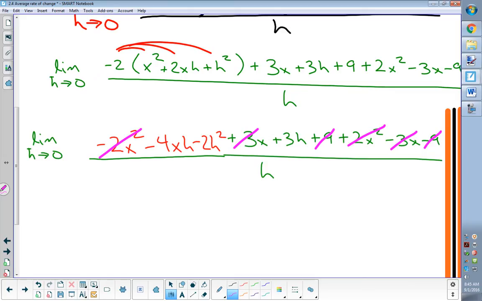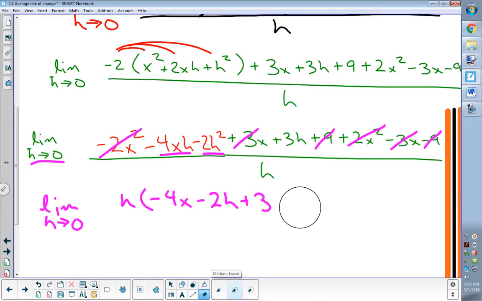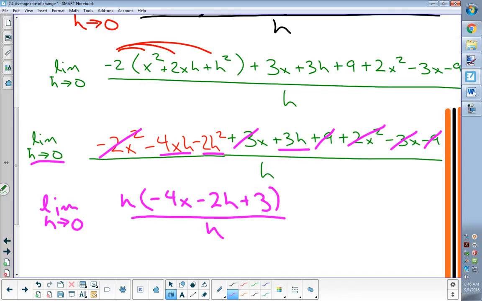We have just canceled. Technically, what I'm going to do next is plug in 0, because that's what I'm finding: the limit as h approaches 0. When I plug in 0, guess what happens? 0 over 0. So we factor, we cancel, we plug back in. What kind of factoring can I do on top? Factor out an h. So my limit as h approaches 0. I'm factoring an h out, so I'm left with negative 4x, because I'm taking an h out of that, minus 2h, because I'm taking an h out of that, plus 3, because I'm taking an h out of that, all over h. We factored.